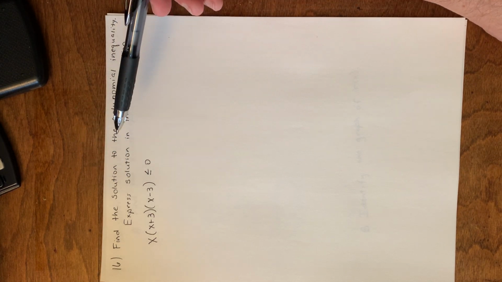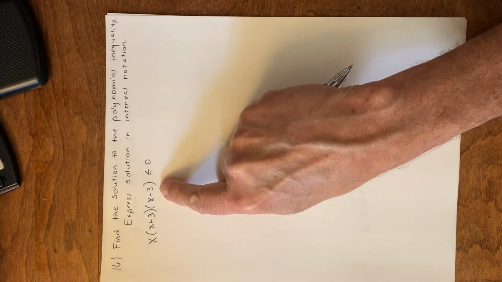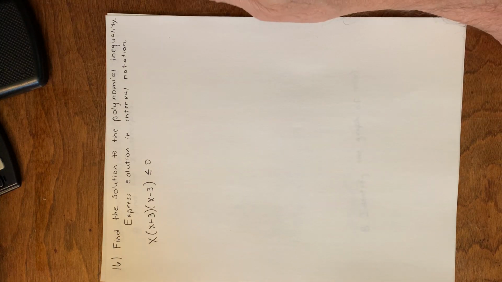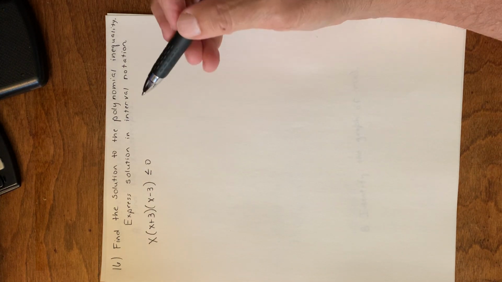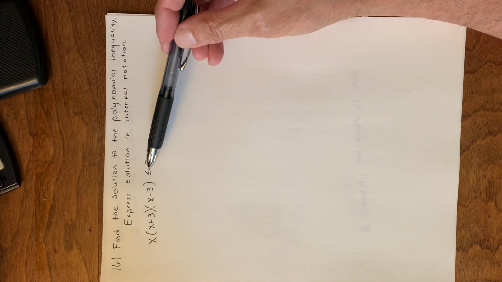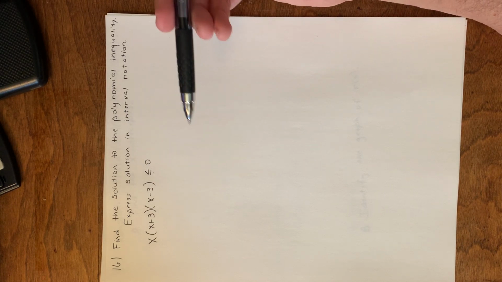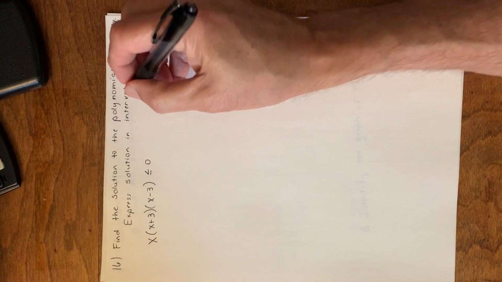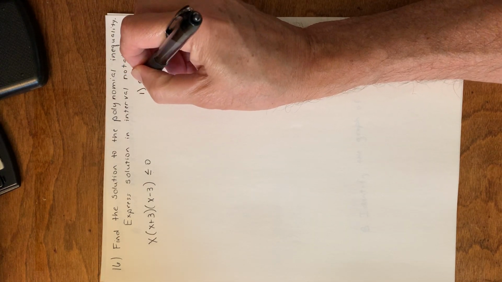Number 16, find the solution to the polynomial inequality. Express your solution in interval notation. One thing I want to remind you of is that solving an inequality follows the same initial steps as solving a polynomial equation. Step 1, set to 0.